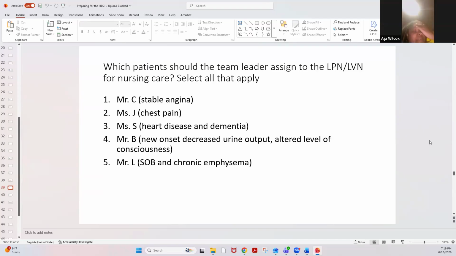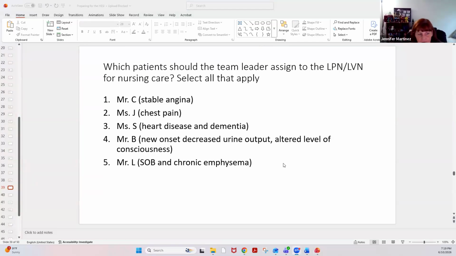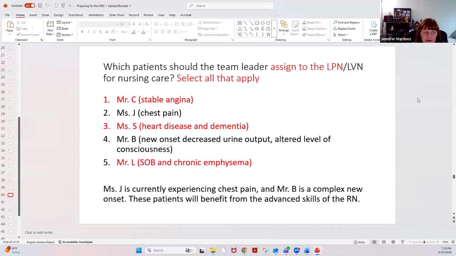1, 3, and 5. Yes. Have a couple other different ones here. All right, let's see what our answer is. So yes, Mr. C, sorry, stable angina. So right, stable, good to go.